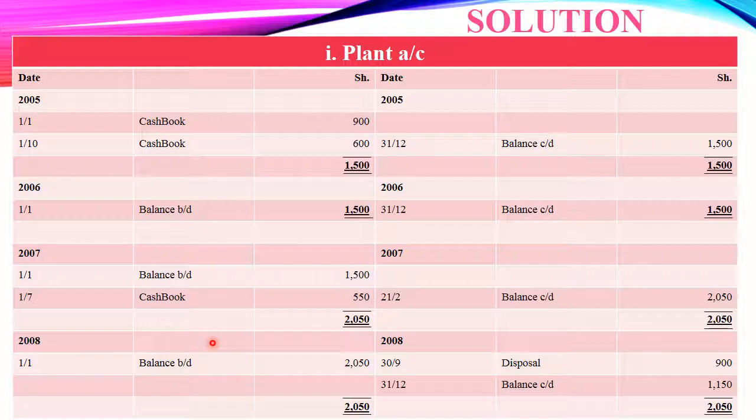In 2008, there is a transaction that occurred. This is the year when an asset that was bought on 1st of January, the asset worth 900 shillings, was disposed. Therefore, we are going to reduce the plant. Remember, we said that plant has got a debit balance. It is an asset. And when you reduce an asset, you're supposed to credit, and therefore it will be affected by the disposal. The asset that is being disposed is going to reduce the value of our assets. The asset is being disposed on 30th of September. So we are going to credit the plant account, and the amount is 900.